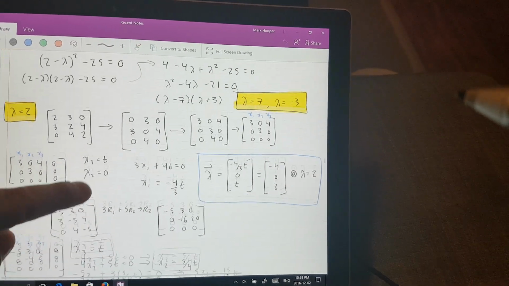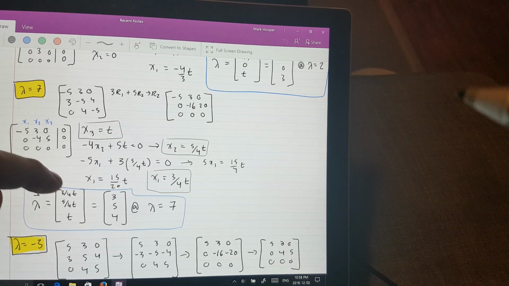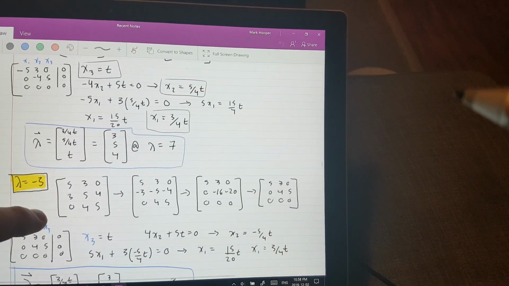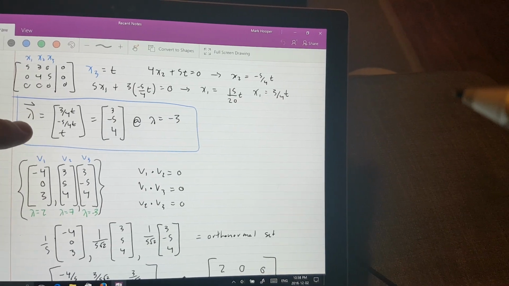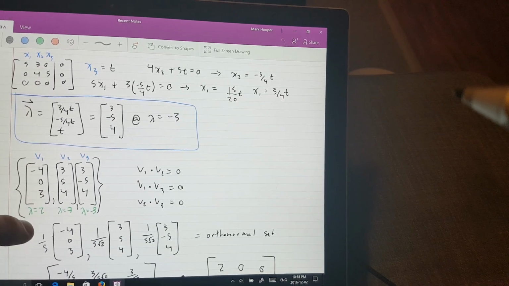Okay, well, so once we found our eigenvectors, you keep going, right? You got our eigenvectors for, okay, there we go. So here are our eigenvectors.